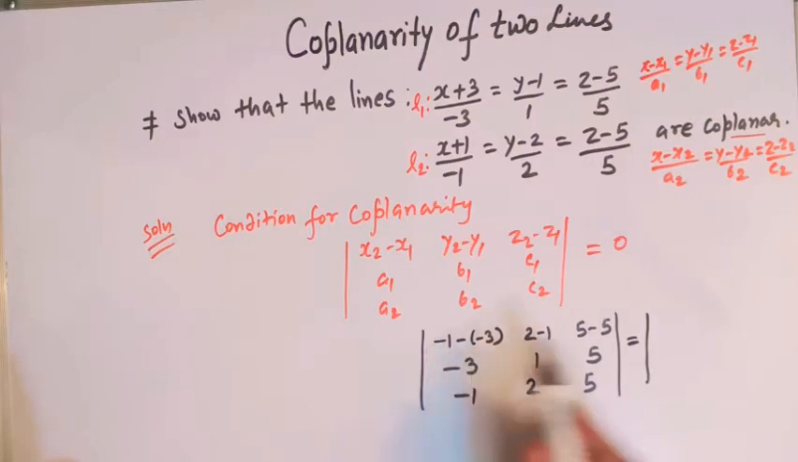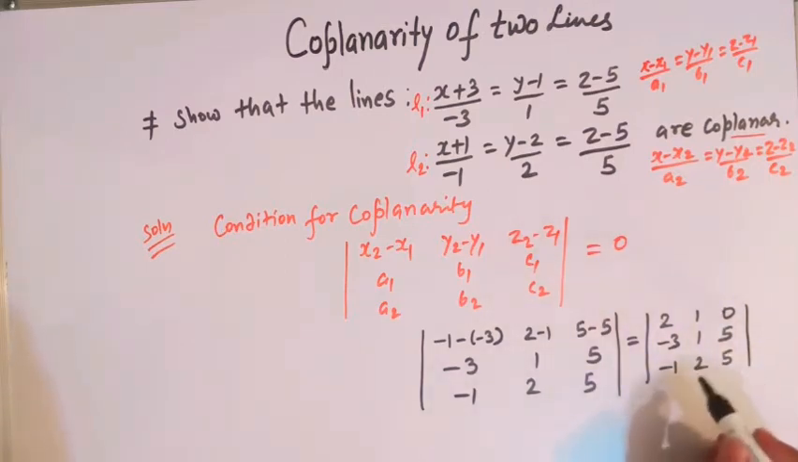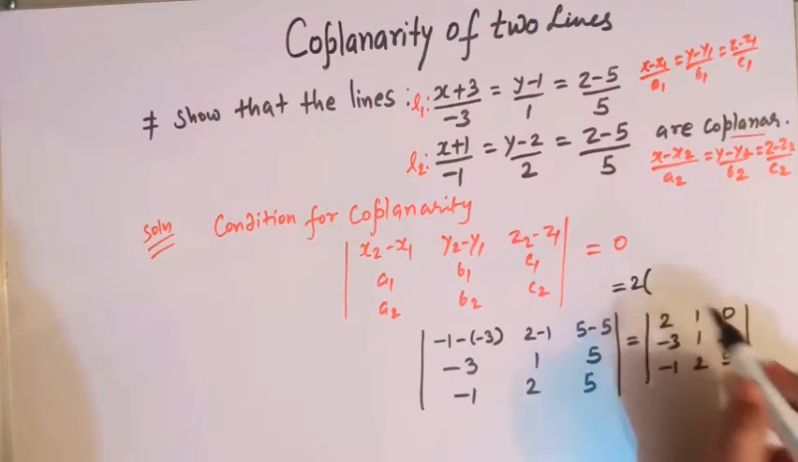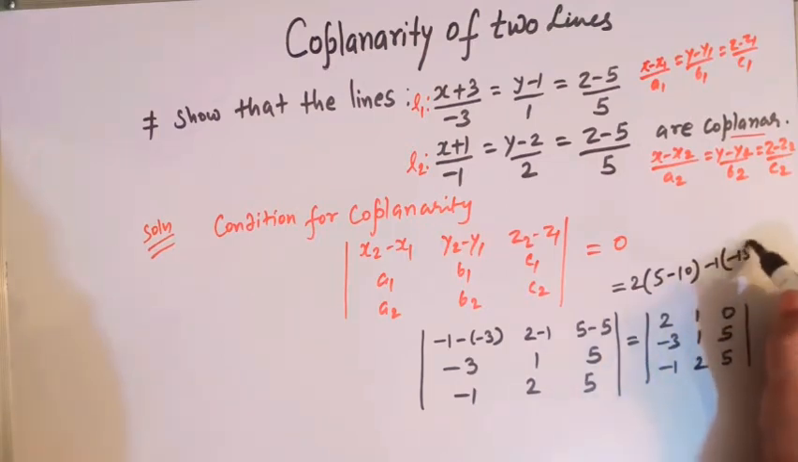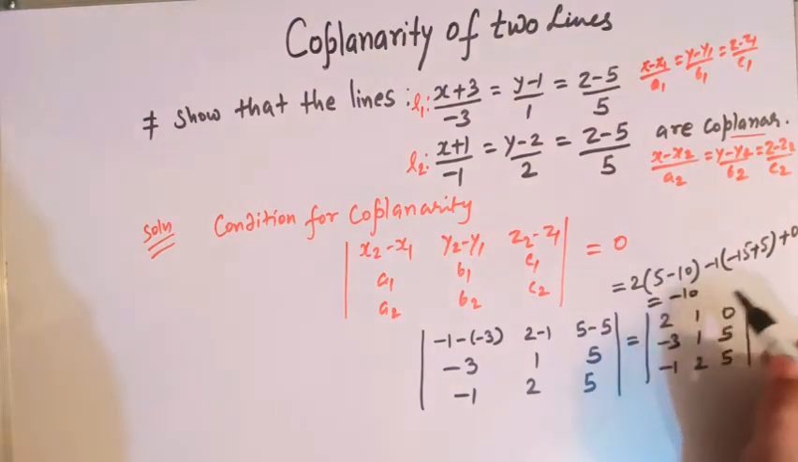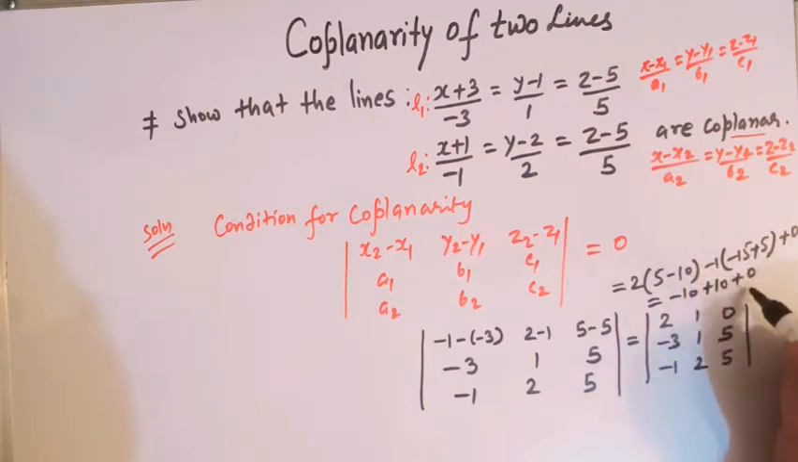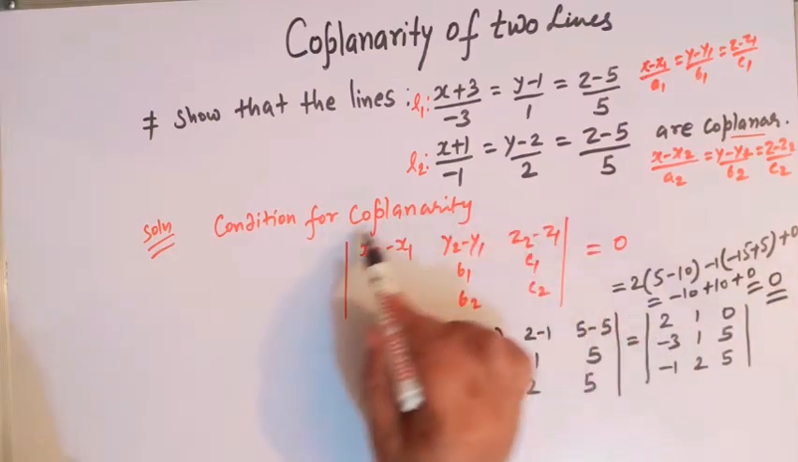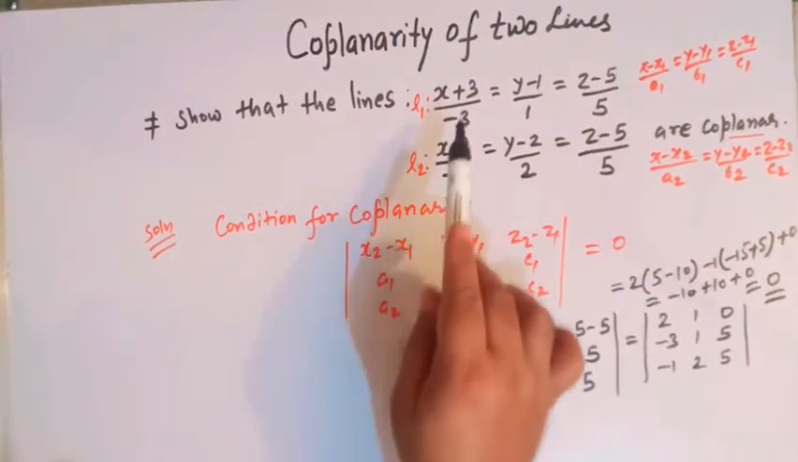This is plus 3, 3 minus 1, that is 2. Here we have 1, here we have 0, here we have minus 3, 1, 5, and minus 1, 2, and 5, right? Now if we evaluate this determinant, we have 2, here we have 5 minus 10, then we have minus 1, we have minus 15 plus 5, and then 0. And this can be written as minus 10, and this is minus 10, and here we have minus 1, so this is plus 10. And here we have 0, so this is equal to 0. So therefore the value of this determinant is 0 for these two lines. So hence we can say that these two lines are coplanar.